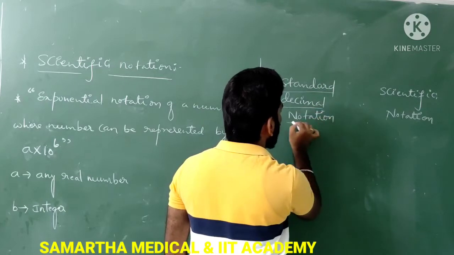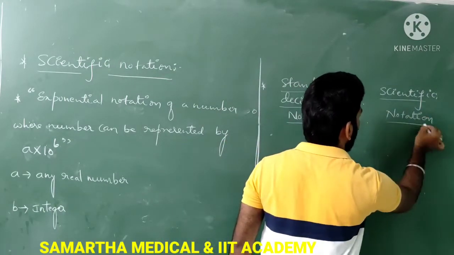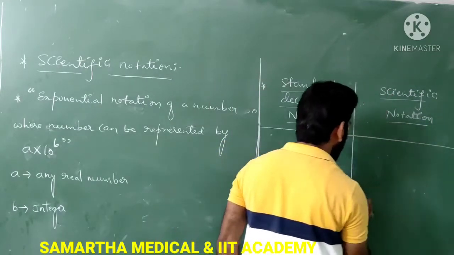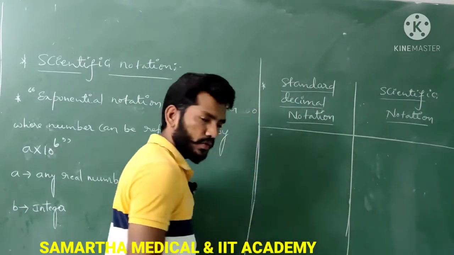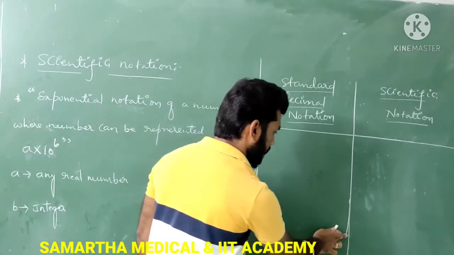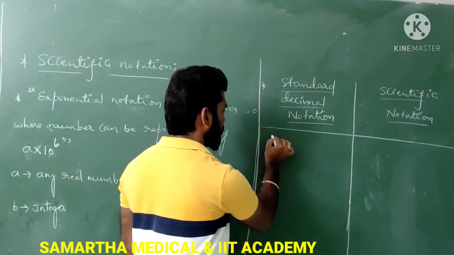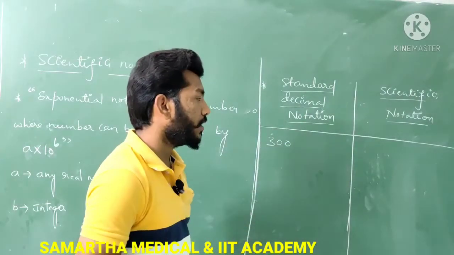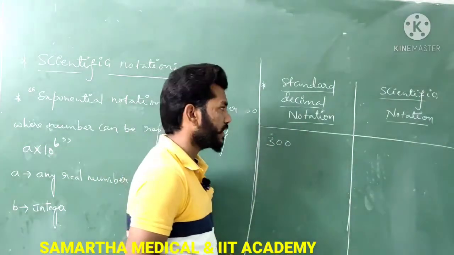Standard decimal notation and scientific notation. You guys really know this particular concept already, but we have to know it again. Suppose we have some values. How do we convert this number into scientific notation?